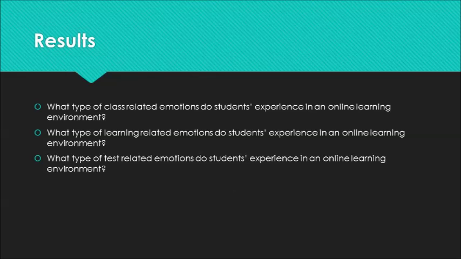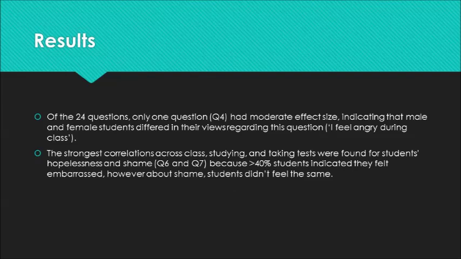So the results of the study actually show that, answering those very 3 questions, all of the students had pretty much similar answers, and I think due to the time constraint and limited resources, the study didn't yield favorable results as indicated by the small effect size as well as a low Cronbach's alpha of 0.162. Of the 24 questions, only 1 question had a moderate effect size, indicating that male and female students differed in their views regarding this question: I feel angry during class.